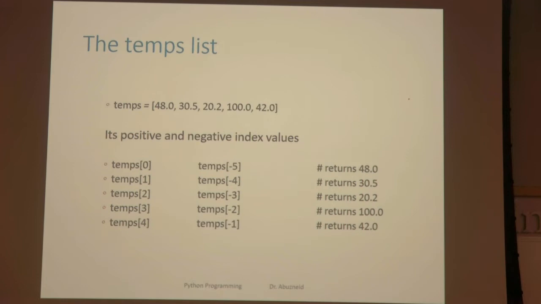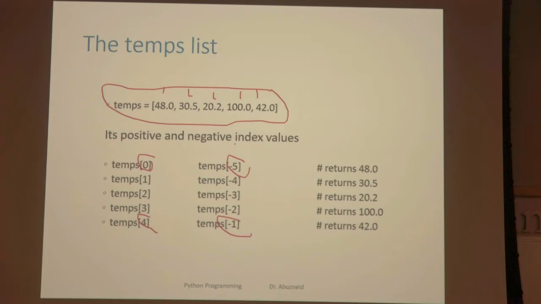So to access the list, you have in here temps, which has temperatures as floats. How many elements do we have in here? 1, 2, 3, 4, 5 elements. The index always goes from 0 to n minus 1, so it will be from 0 to 4. To print them, you can use a positive index from 0 to 4, or you can use minus 1 to minus 5. Minus 1 is the last one.